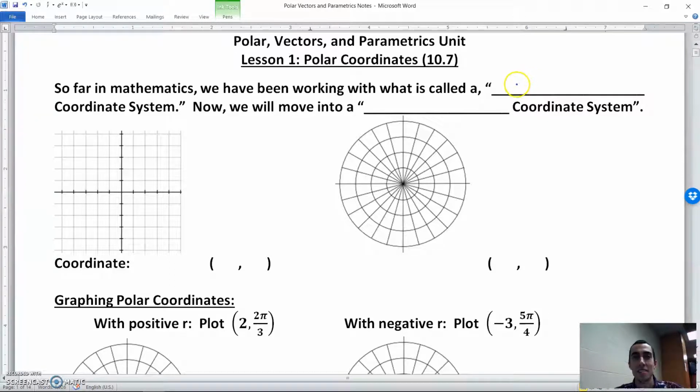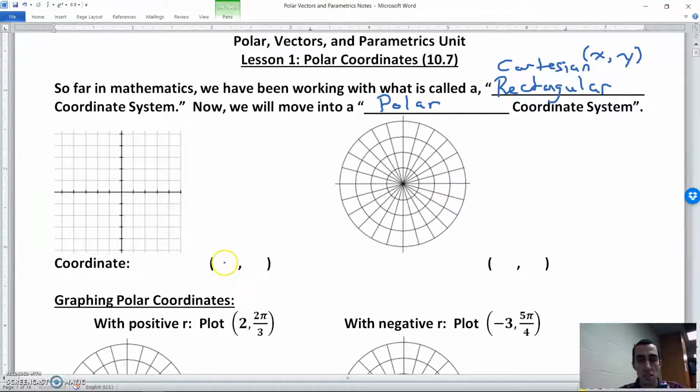Hello again. Today we're going to learn about a new way to graph. Up to this point in math, we've been using what's called a rectangular coordinate system. Sometimes it's also called a Cartesian system, after René Descartes. And these are the sorts of points which come in the form of x comma y. Today we'll be moving into a new coordinate system, and that system is called the polar coordinate system.